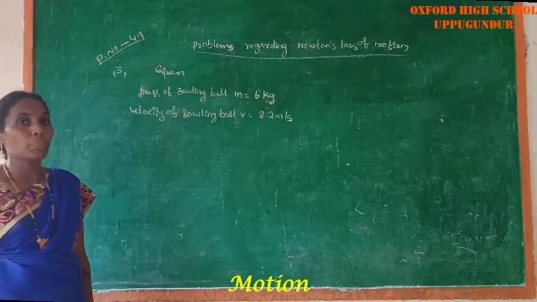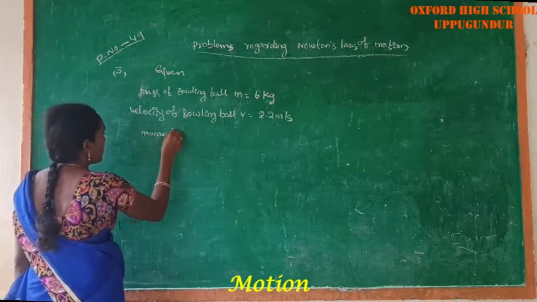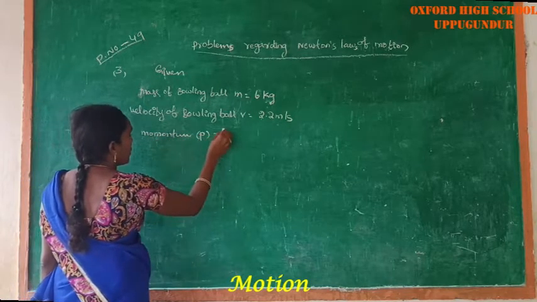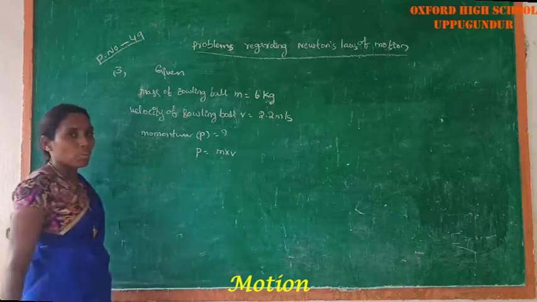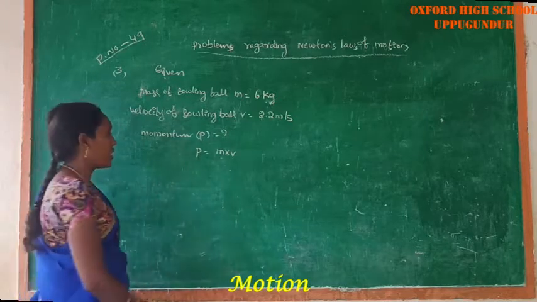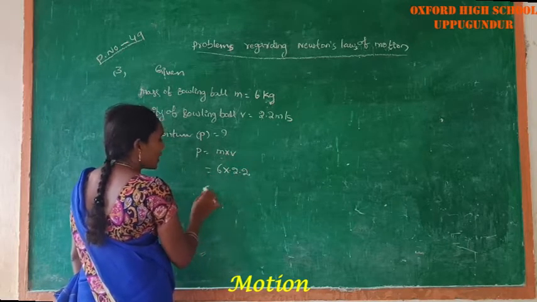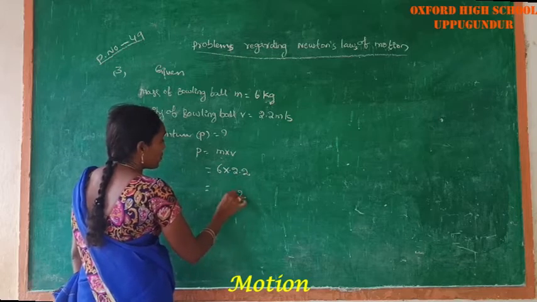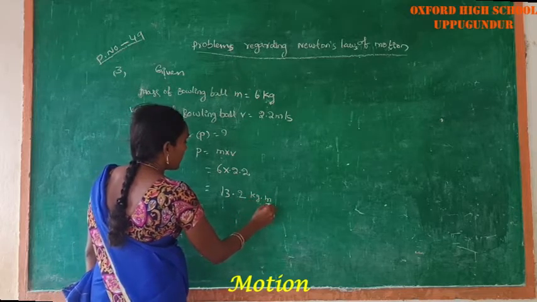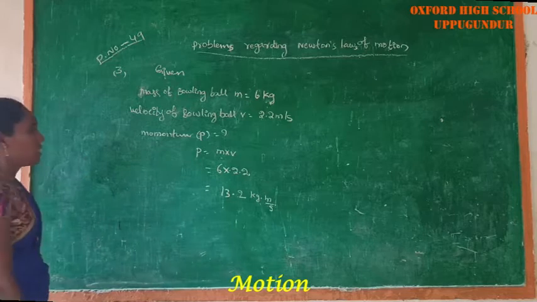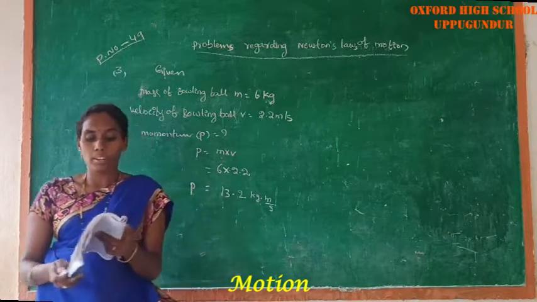To find the momentum of the bowling ball, our required value is momentum, generally represented by the letter P. We know very well that momentum is equal to the product of mass and velocity. Here mass is 6 and velocity is 2.2. 6 times 2 is 12, and so it comes to 13.2 kg meter per second. Here the momentum P is equal to 13.2 kg meter per second.